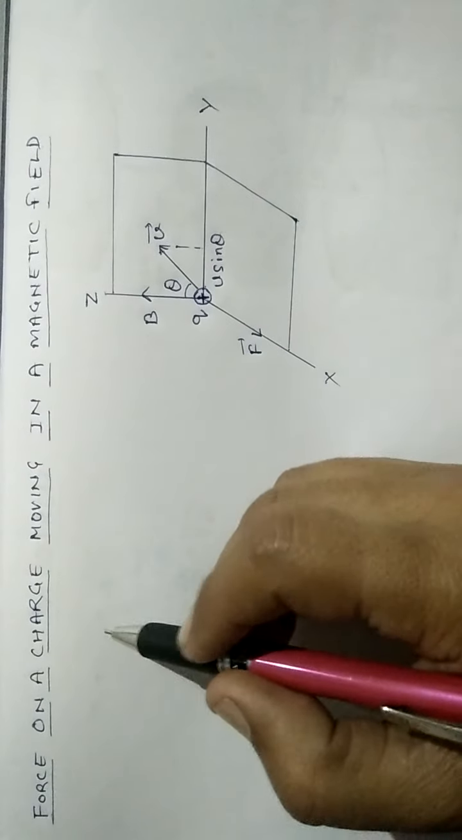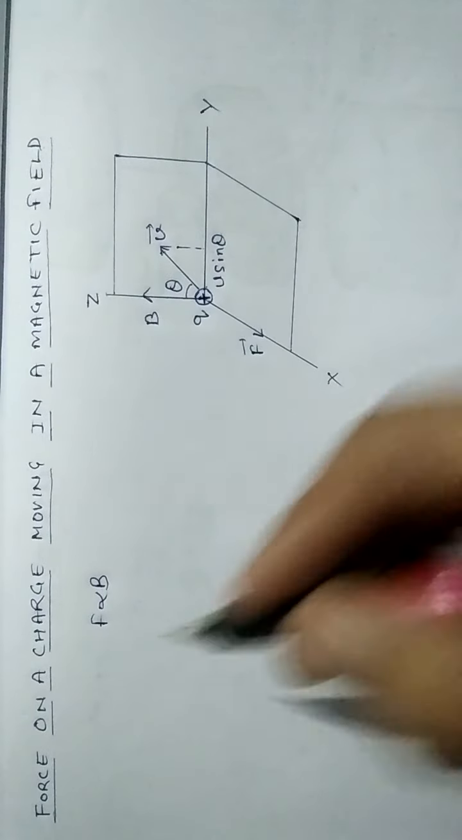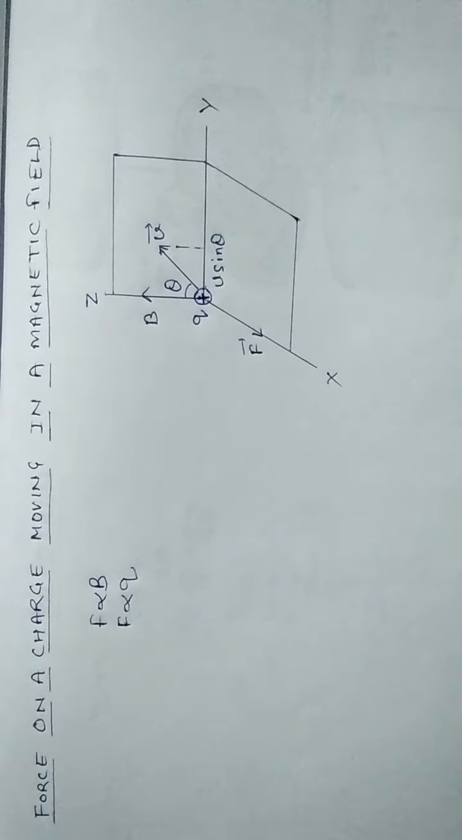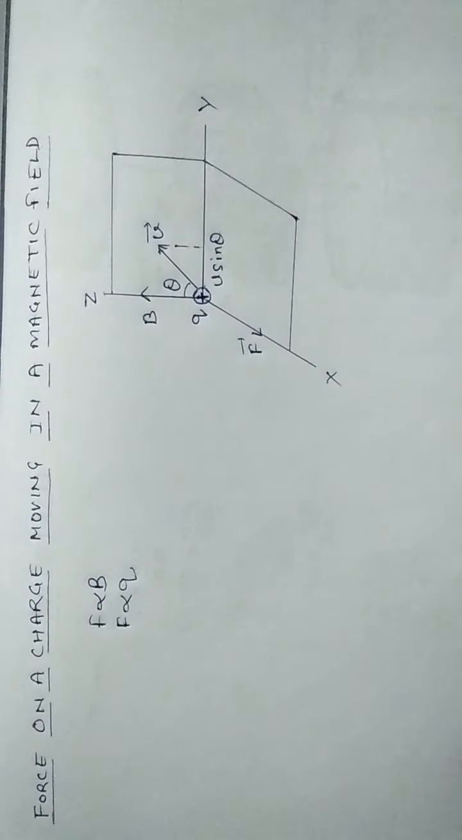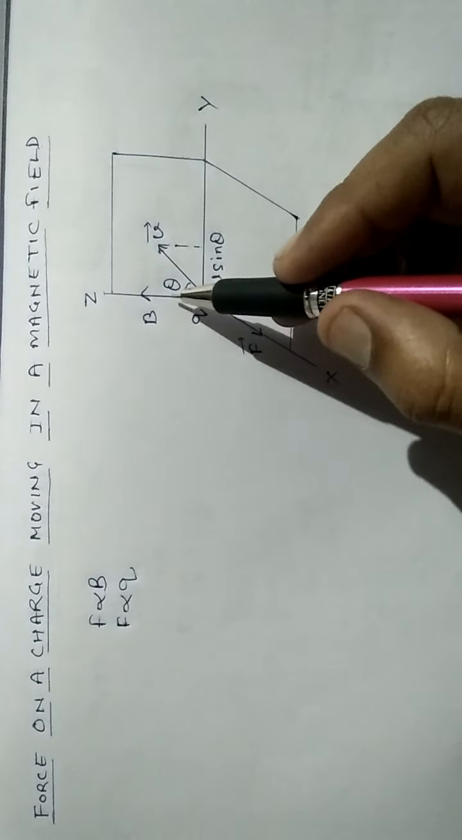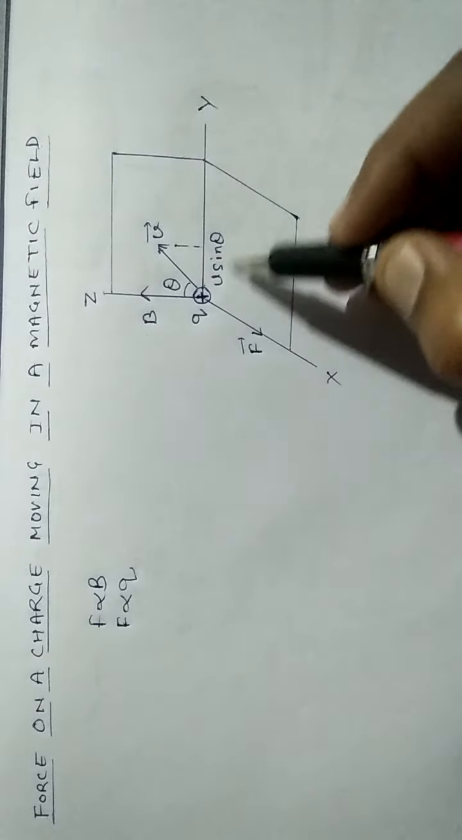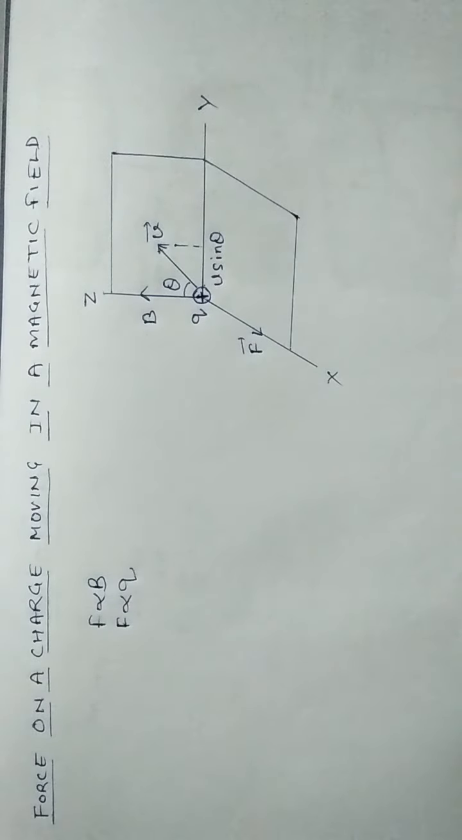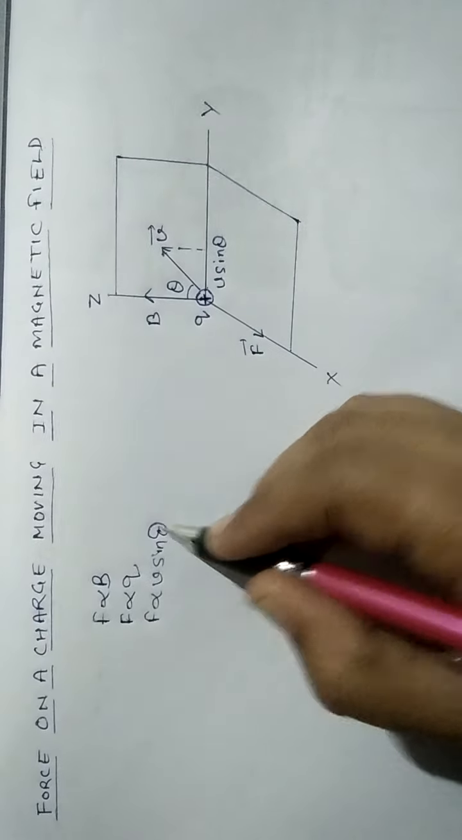and the magnitude of force is directly proportional to the magnetic field. It is directly proportional to the charge and directly proportional to the component of velocity along a direction perpendicular to the direction of magnetic field. This is the direction of magnetic field, and this is the component which is perpendicular to the direction of magnetic field, meaning F is directly proportional to V sine theta.